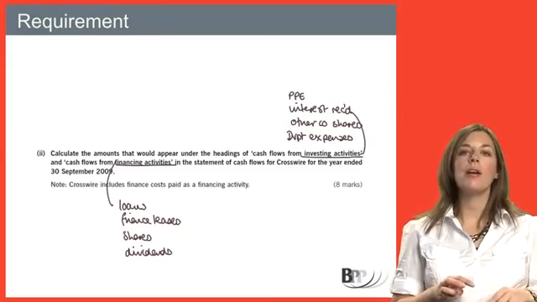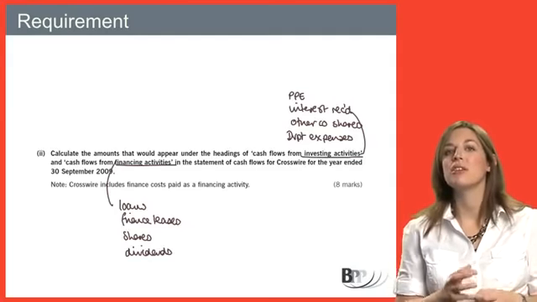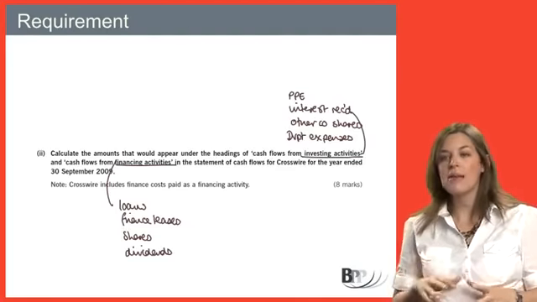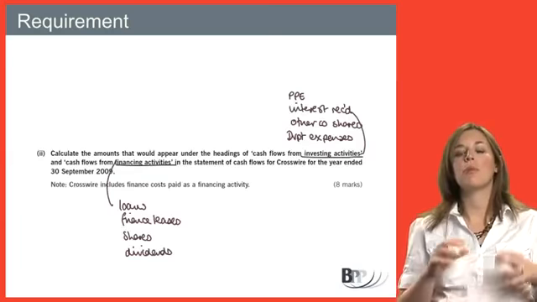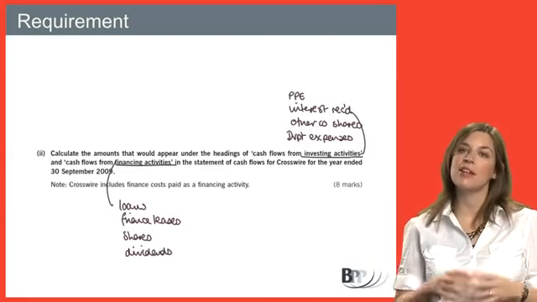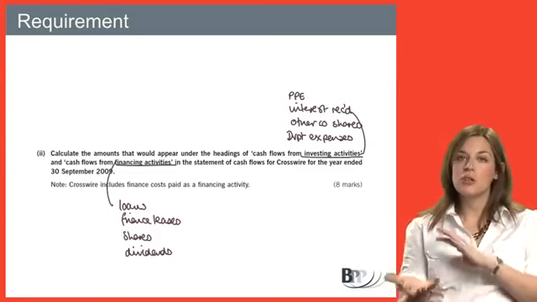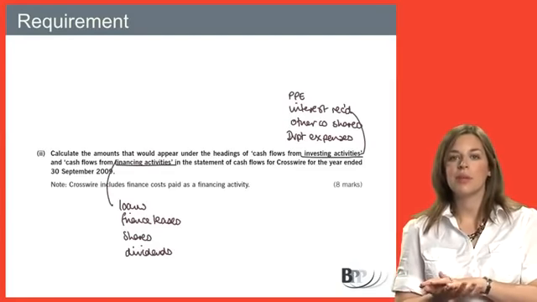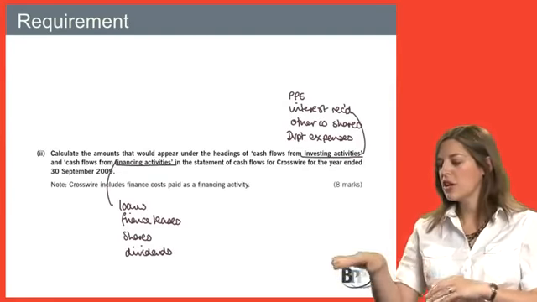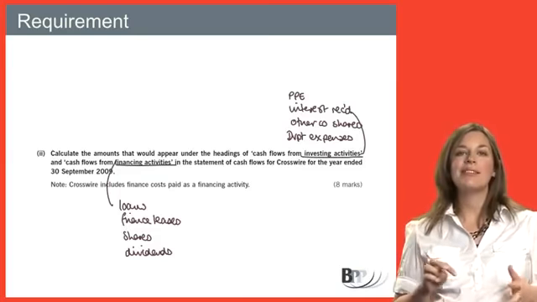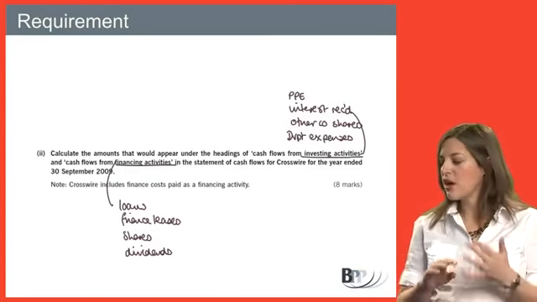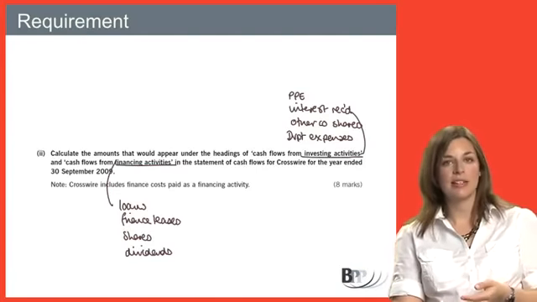This is Crosswire, and this is from the December 2009 exam. There were 8 marks available within question 3 for preparing some cash flow extracts. The question then went on to ask you to do some interpretations, which are the 2 things that go hand in hand. Okay, so let's focus on the extracts. So a requirement says amounts that would appear under the headings of investing activities and financing activities.